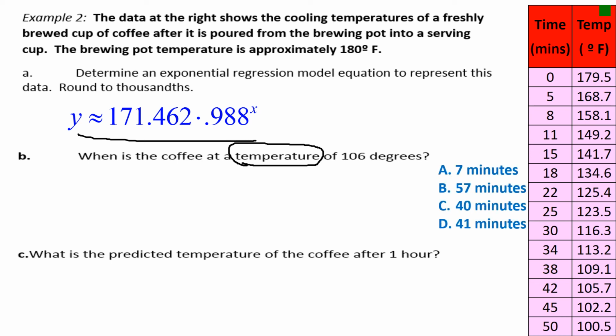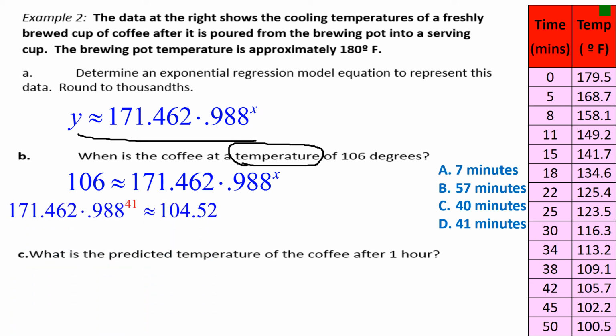This is multiple choice, and here are your choices. So we're going to take our model and put in 106 for temperature, which is what Y is. If you ever get confused, just go back and look at your chart. You know what you put in for X and Y. And here we go. What we're going to do is just check a couple. We're going to take our model and plug in our multiple choice answer, 41 minutes.